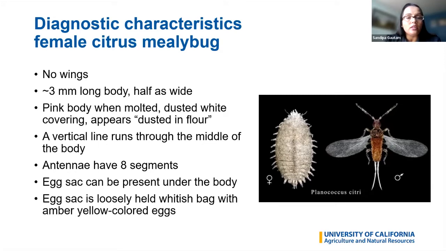They have a pinkish body when molted, but after feeding, it's covered in white dust, which appears as if dusted in flour. If you look closely using a hand lens, you can see a vertical line that runs through the middle of the body. The antennae of the citrus mealybug female have about 8 segments, and oftentimes it may have an egg sac present under the body or on the side. The egg sac is loosely held, white, and spackly, with amber yellow colored eggs. If you just move it, you can see the eggs inside it.